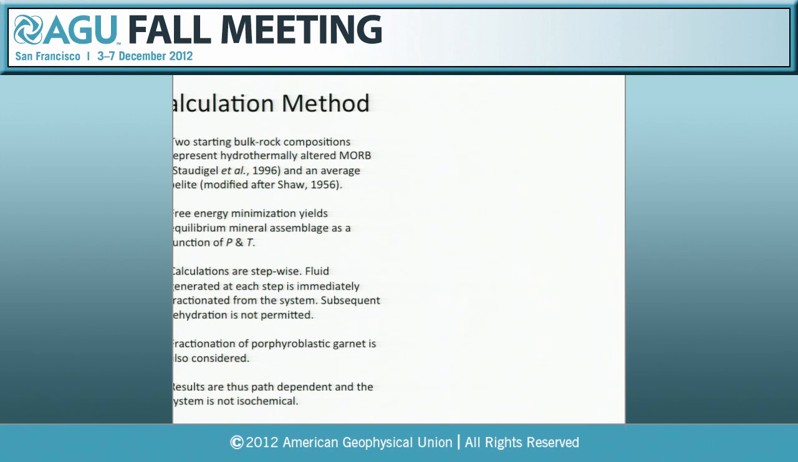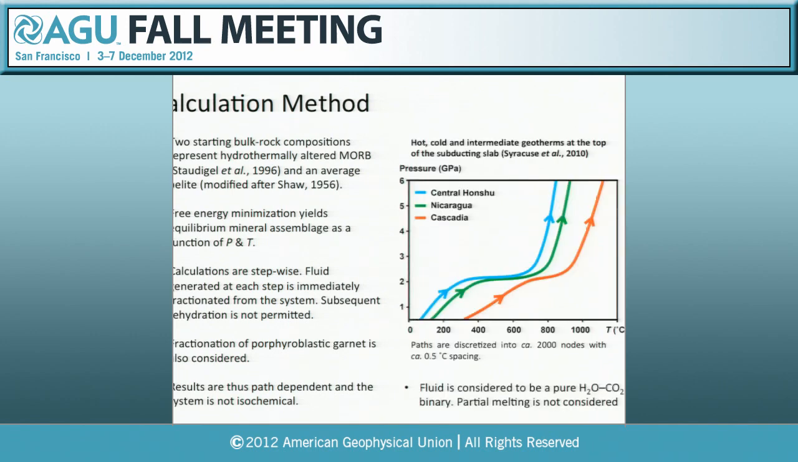There's ample evidence in the literature to suggest that we need to consider these, not least from Matthias Konrad-Schmolke, who I see sitting back there. But we need PT paths, and I'm going to show you examples from 3 paths: a cold one, an intermediate one, and this very hot path here from top of the subducting slab geotherms from Syracuse et al.